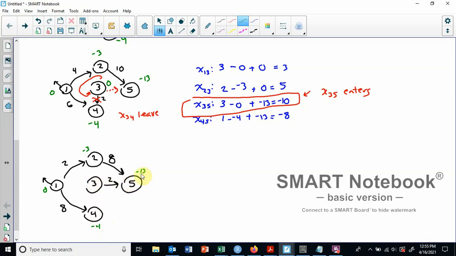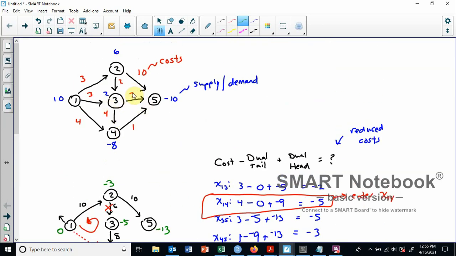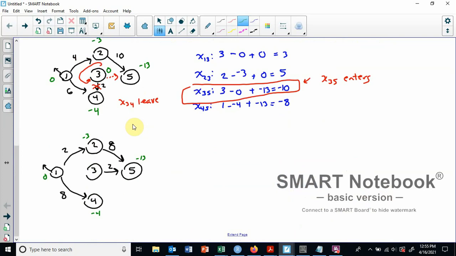It is connected to a known dual by this arc 3 to 5. So what is the cost on 3 to 5? 3 to 5 has a cost of 3. So that formula says the cost minus the dual tail, which I do not know, plus the dual head, which is negative 13, has got to equal 0. See, 3 minus, so I need this to equal positive 13 to cancel with this negative 13, so it'll have to be a negative 10. So this dual is negative 10.